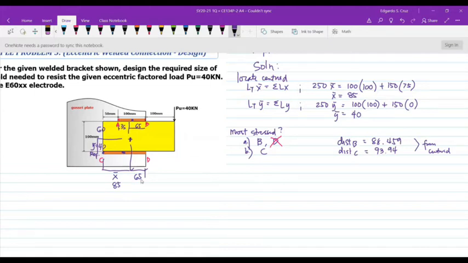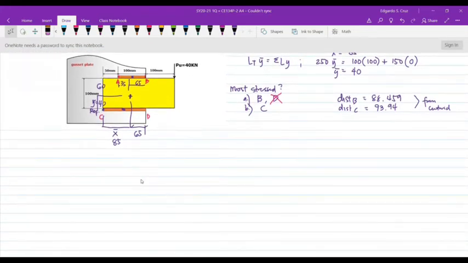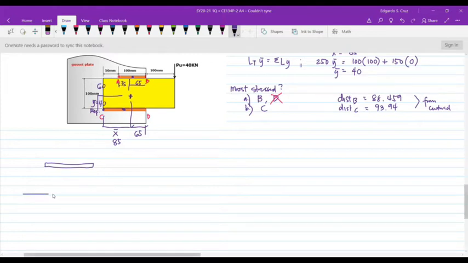Okay, so let us continue. So we will be focusing our calculation of the shear stress or the shear force between points B and C. Okay, so first is due to direct load. Okay, let's say, so here is the weld AB and here is weld CD. So weld AB, CD. Okay.